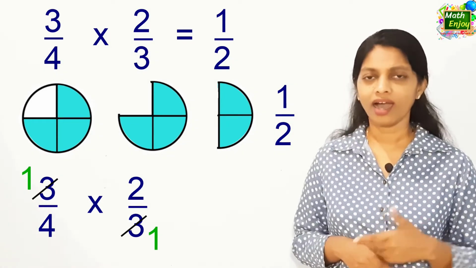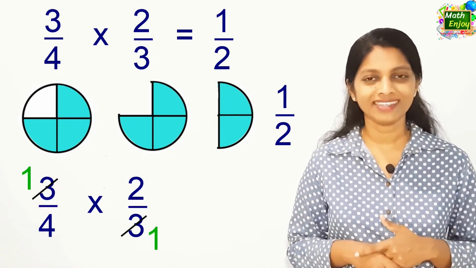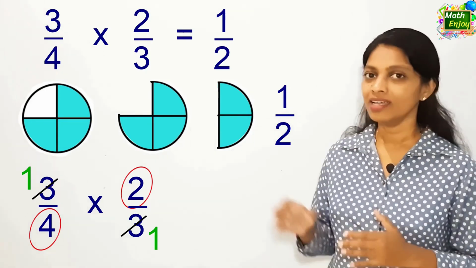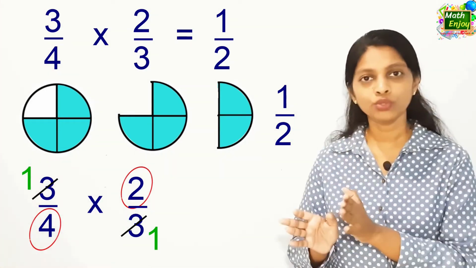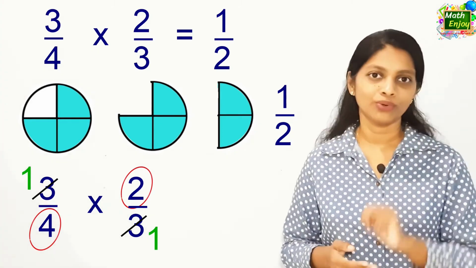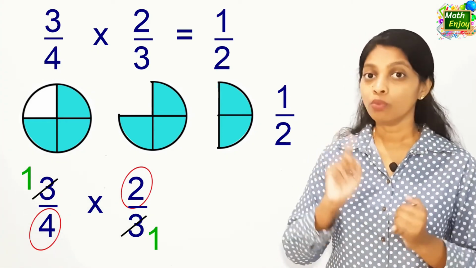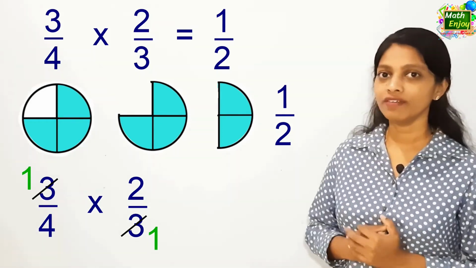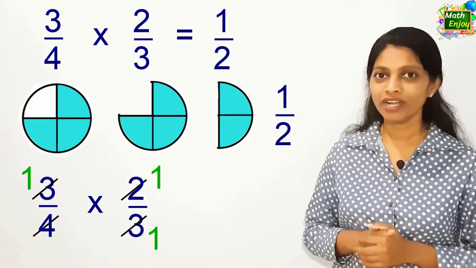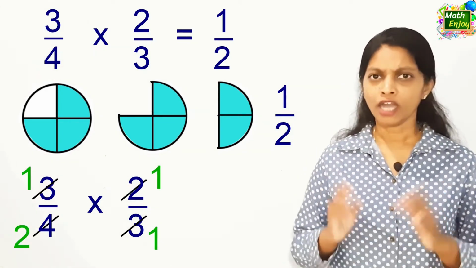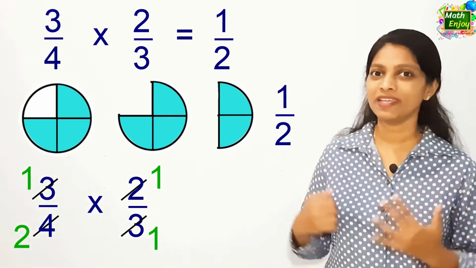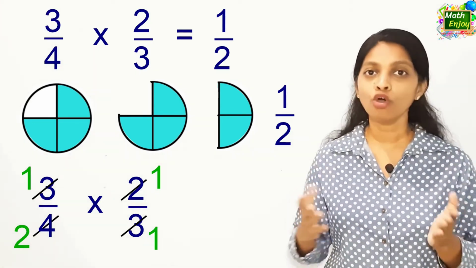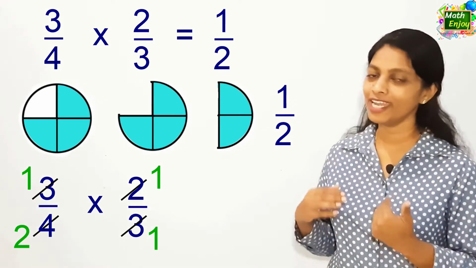Is that all? Are there any more common factors? In the numerator 2 is there. In the denominator 4 is there. We can divide both 2 and 4 by 2. 2 is a common factor to both 2 and 4. 2 divided by 2 is 1. 4 divided by 2 is 2. Now we have completed division. Then we can go to the multiplication because there are no more common factors to both numerator and denominator.